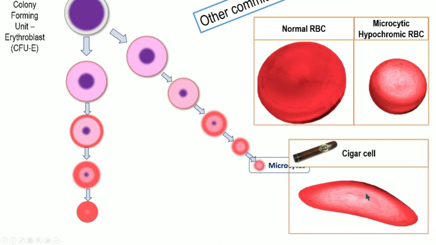Along with that, elliptical cigar-like or pencil-like cells are formed. We call them pencil cells or cigar cells. Why are they formed? Of course, I have told you, due to the damage to the plasma membrane that is mediated by reactive oxygen species generated from free protoporphyrin ring. So next we will discuss where the iron comes from, what the sources of iron are.